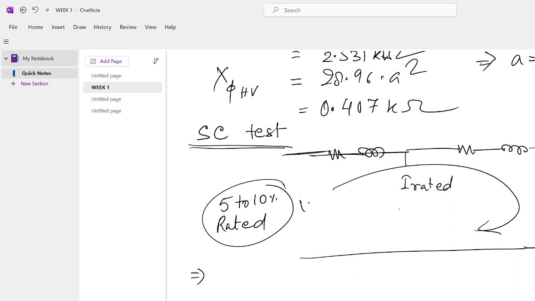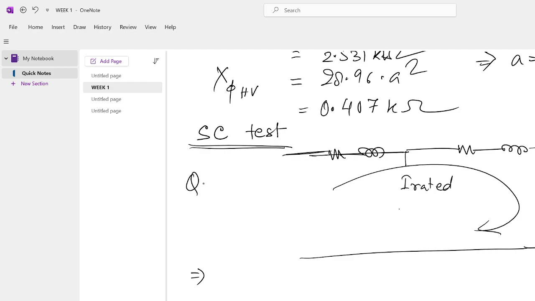Okay. So this is the question, what are the values? You can see this transformer in this question, question number 6.